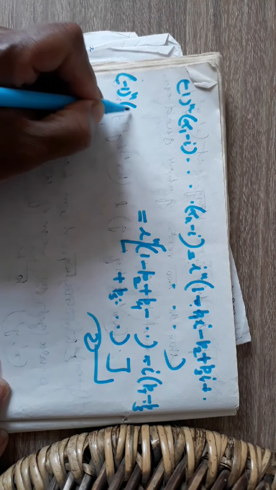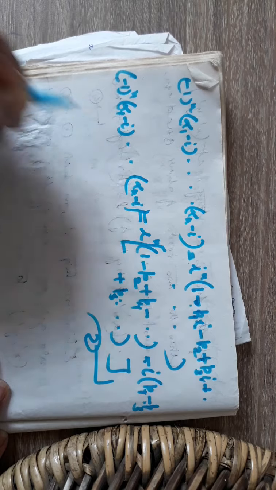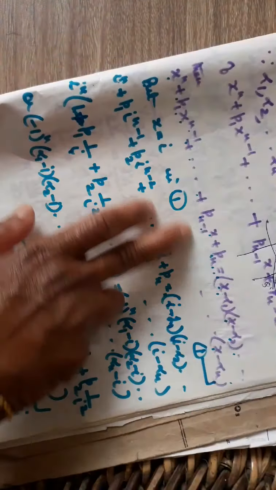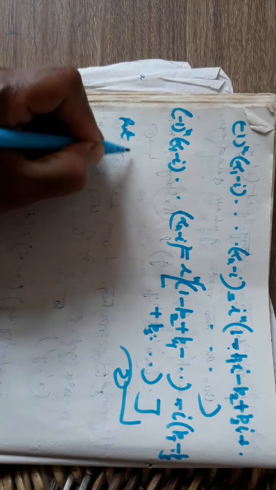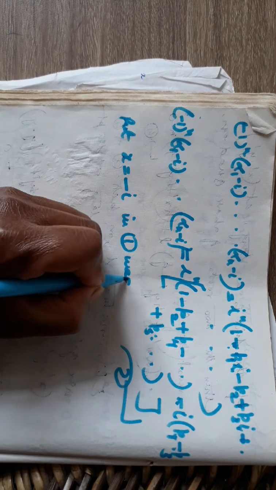whereas the left hand side it is minus 1 to the power n into alpha 1 minus i, dash dash, alpha n minus i. Now again for the same equation 1, what is that equation 1? This one, you replace x by minus i. Again put x is equal to minus i in 1, we get.